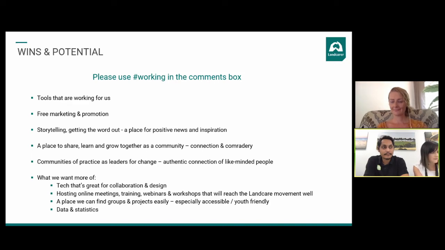A few people are saying SurveyMonkey, and then Shell points to G Suite and the fact that they have a version for not-for-profits that lets you have unlimited accounts for your organisation, and it's good for sharing documents and storage as well.